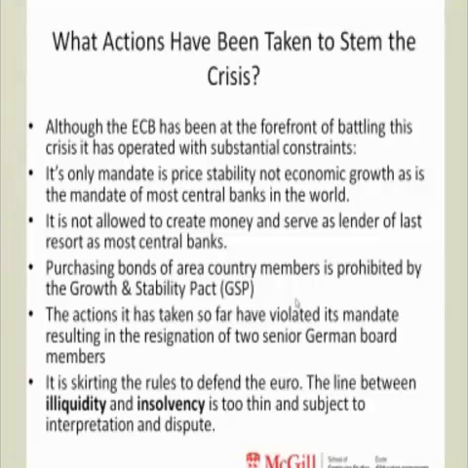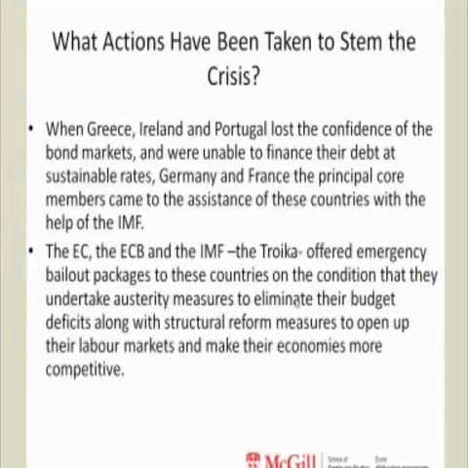So when we turn to the next slide, when Greece, Ireland, and Portugal lost the confidence of the bond markets in 2010 and were unable to finance their debts at sustainable rates, Germany and France, the principal core members, came to the assistance of these countries with the help of the IMF. The European Commission, the ECB, and the IMF, the so-called Troika, offered emergency bailout packages to these countries on the condition that they undertake austerity measures to eliminate their budget deficits, along with structural reform measures to open up their labor markets and make their economies more competitive.